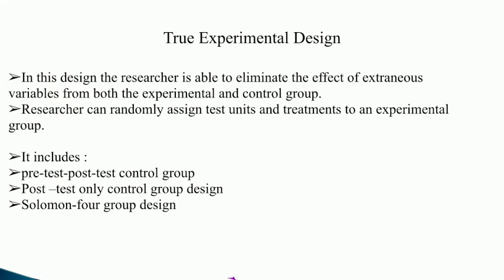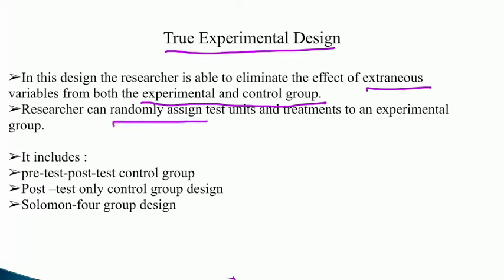So the next most important experimental design is the true experimental design. In this design, the researcher is able to eliminate the effect of extraneous variables from both the experimental and control group. The researcher can randomly assign test units and treatments to an experimental group.